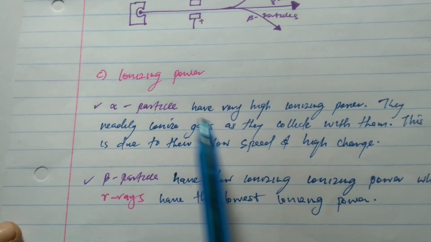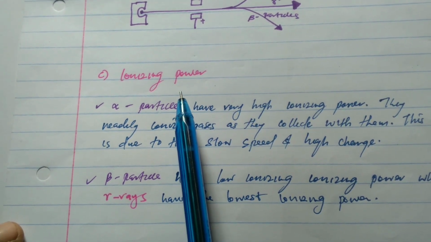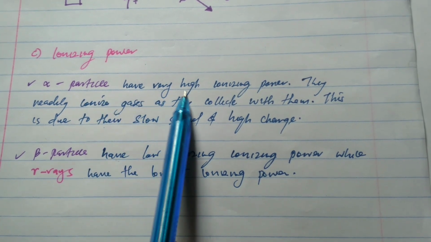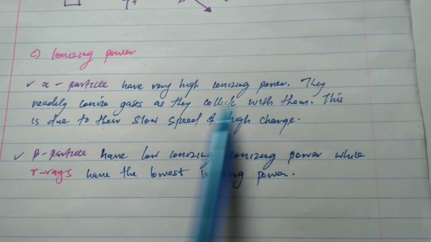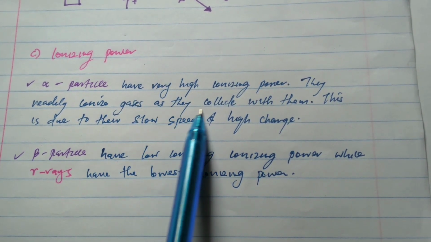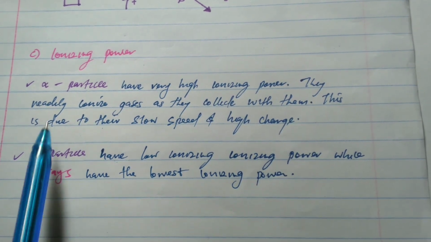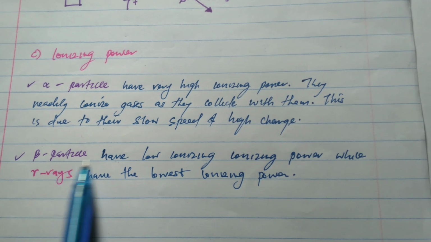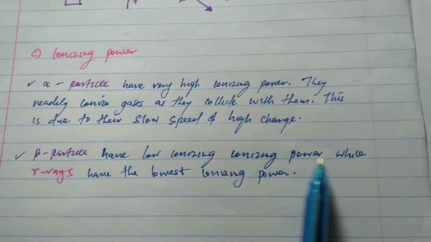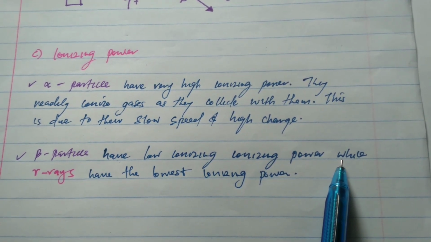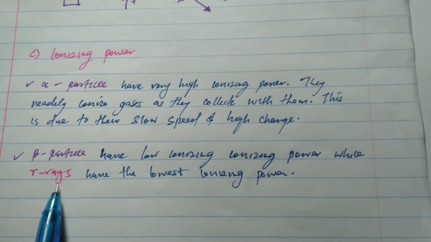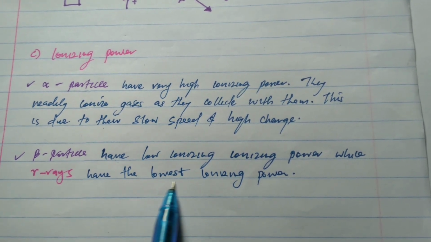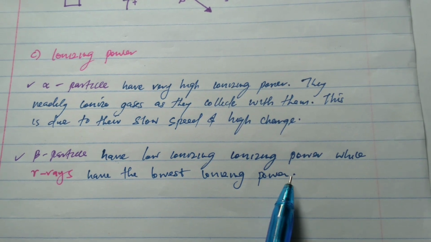Lastly is ionizing power. Alpha particles have very high ionizing power. They readily ionize gases as they collide with them, and this is due to their slow speed and high charge. Beta particles have low ionizing power, and gamma rays have the lowest ionizing power.